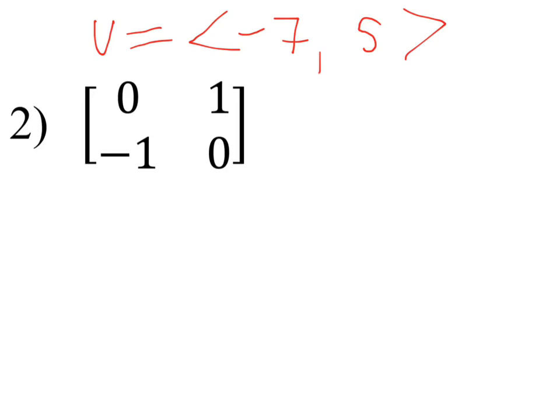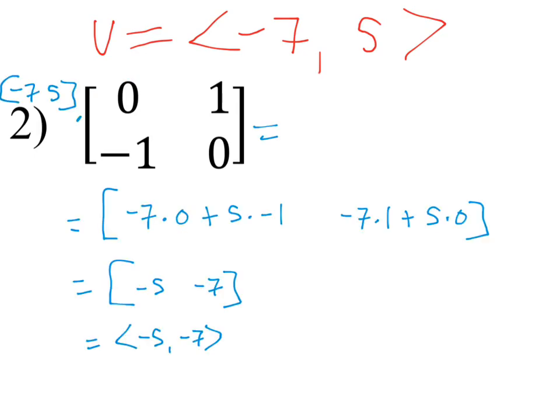All right, let's go to number 2. At this point, if you followed along with your notes, you should have had 5 examples. Let's have you try this one out. You're starting with -7, 5, and multiplying by this matrix to get a new vector. So pause the video and go ahead and do that.